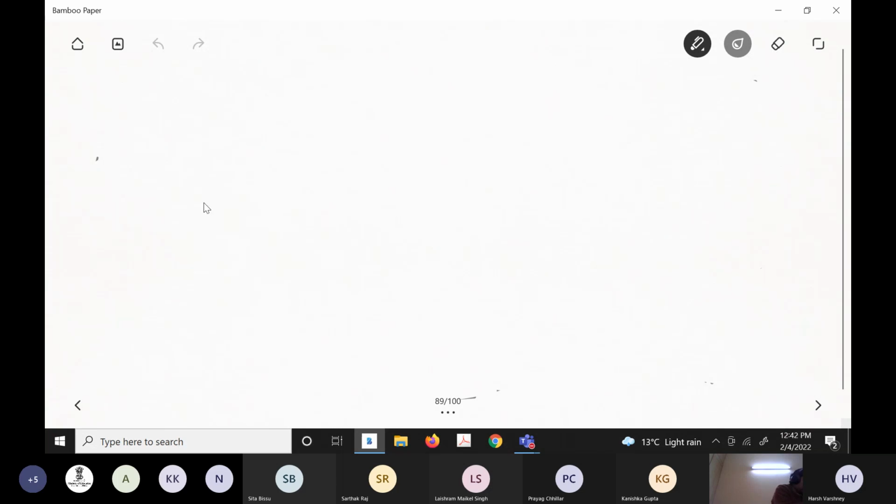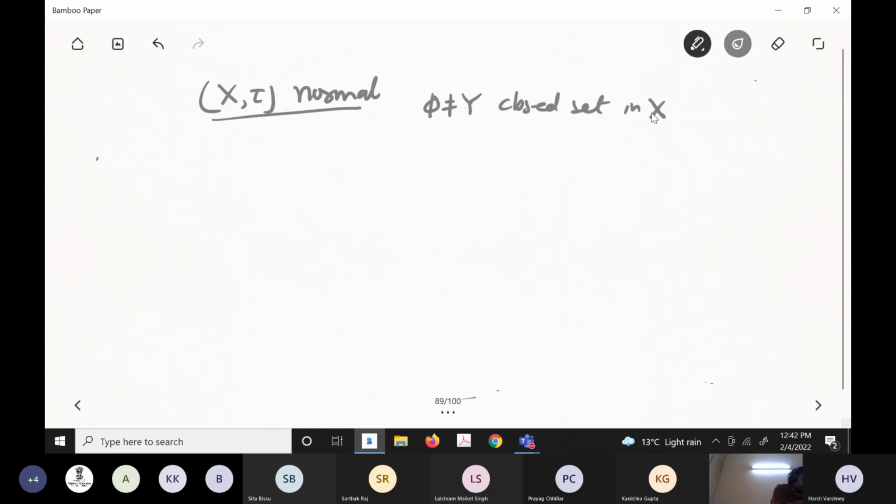So Tietze's extension theorem again. Let me tell you what I'm saying. X tau, should not forget, is normal. Okay, X tau is normal. Y is a closed set in X. So here you have this thing. I'm writing the diagram: Y, tau Y.